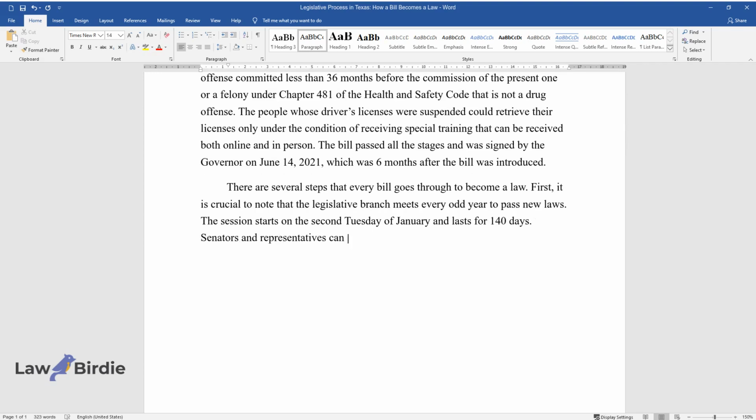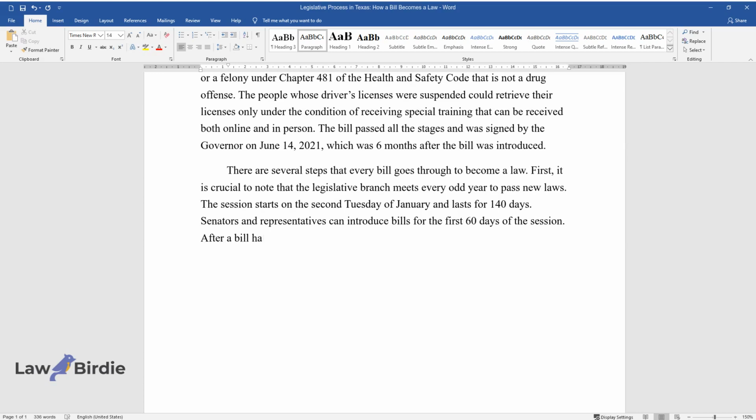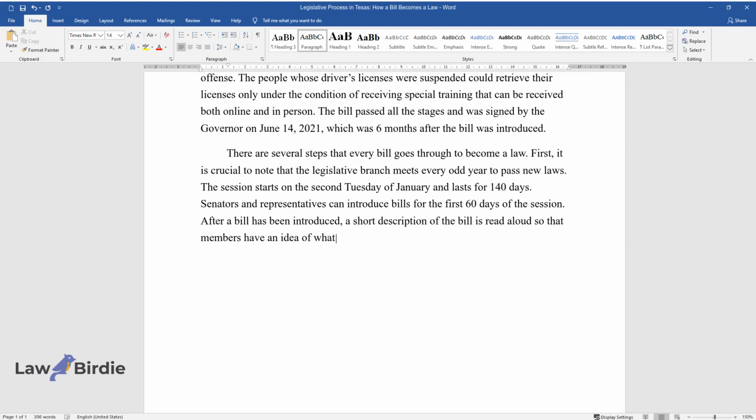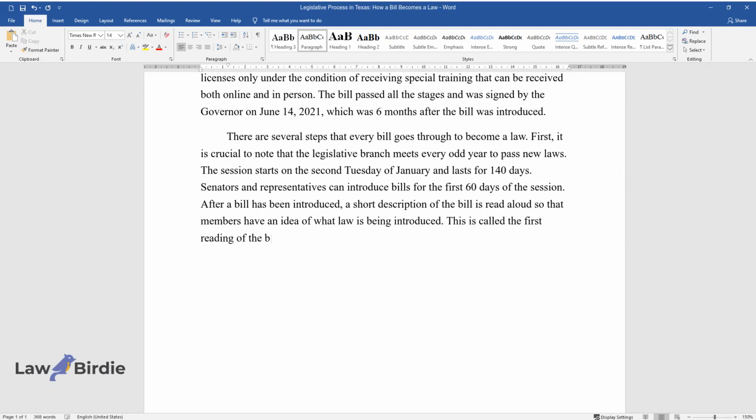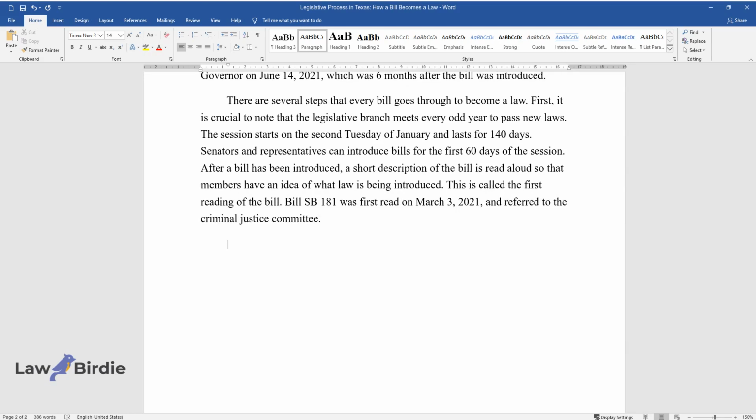Senators and representatives can introduce bills for the first 60 days of the session. After a bill has been introduced, a short description of the bill is read aloud so that members have an idea of what law is being introduced. This is called the first reading of the bill. Bill SB 181 was first read on March 3, 2021, and referred to the Criminal Justice Committee.